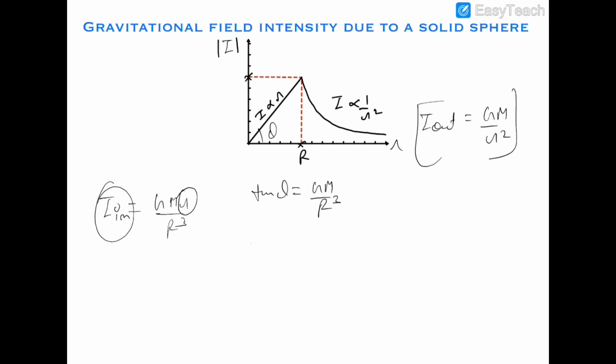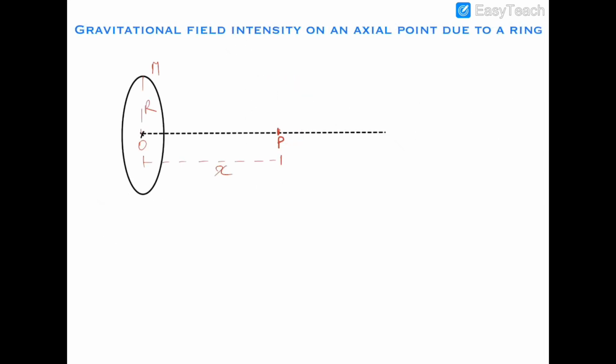Okay, now let's move on to the next figure. Now this is a ring of mass m and radius r, and we have to find out the gravitational field intensity due to this ring on an axial point. This point P is situated at a distance of x from the center of the ring.